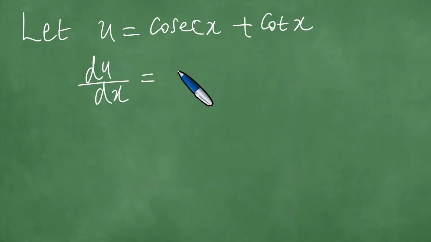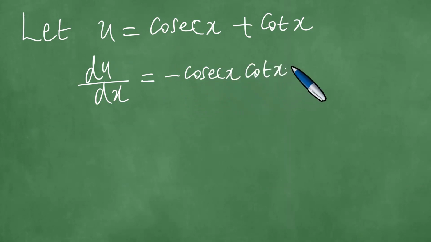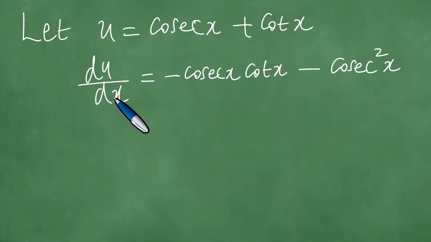And therefore now du dx, what is the derivative of this? Now the derivative of the cosecant of x is minus the cosecant of x, the cotangent of x, and the derivative of the cotangent of x is minus the cosecant squared of x. And now at this point, we proceed to make dx the subject of this equation.